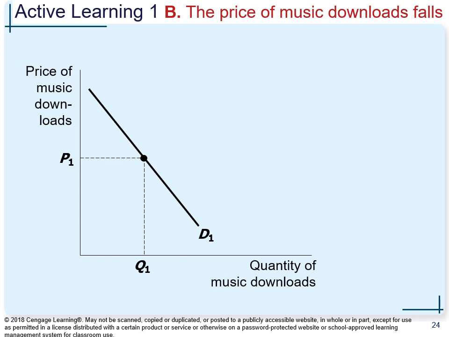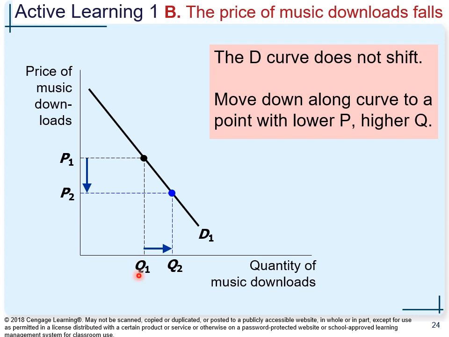What happens to the demand of music downloads as the price of music downloads falls? Now be careful with this one. This is a fall in the price of music downloads. So remember, any change in the price of the good itself is shown as a movement along the demand curve, not a shift. The only thing that is shown as a movement along the demand curve is the price of the good itself. So if the price of music downloads falls, the demand for music downloads will stay put, and what we're going to have is an increase in the quantity demanded, not a shift of the demand curve.